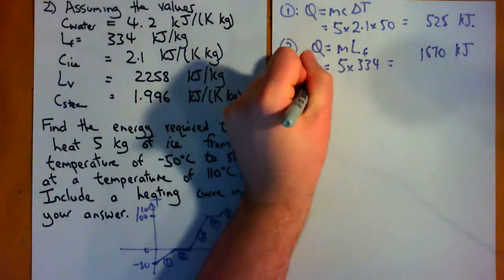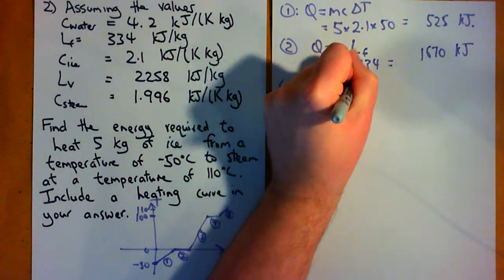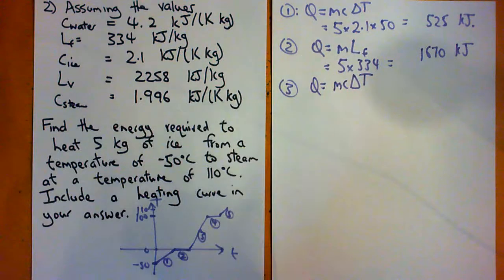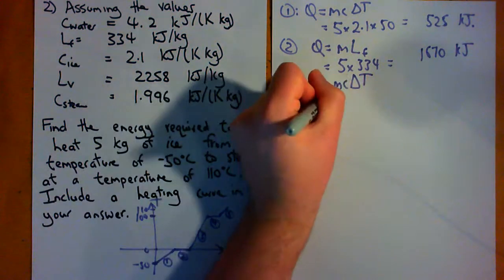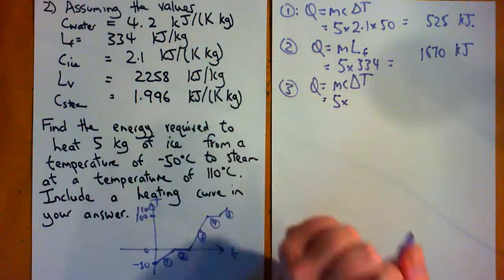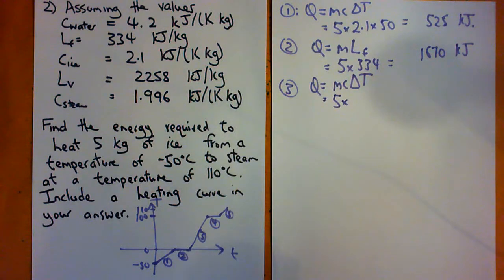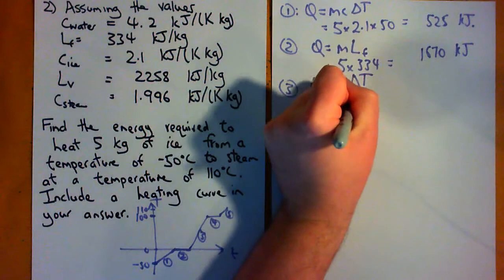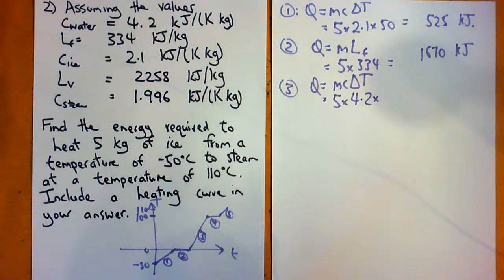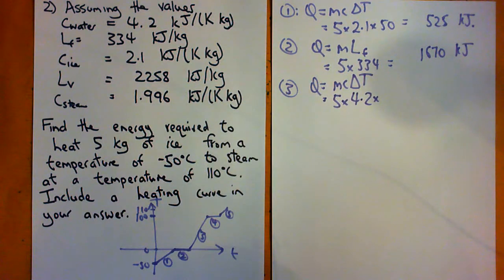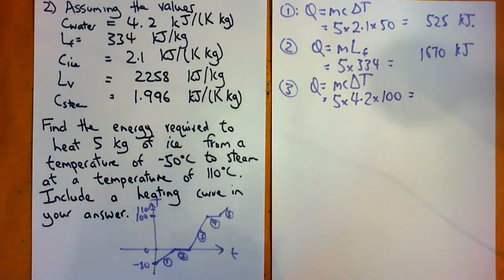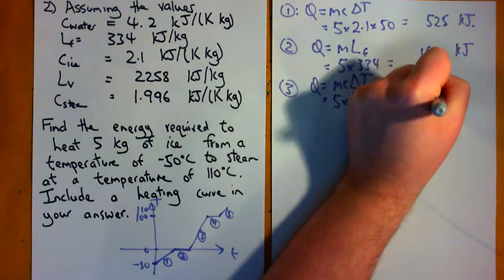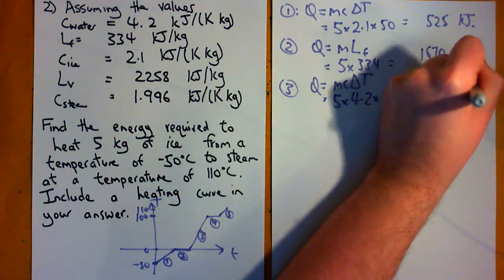The third stage: now all of the ice is melted. It's now liquid water, and it's going to increase in temperature up to 100 degrees, so we need mc delta T. We've still got 5 kilograms. We're now using liquid water, which has a specific heat of 4.2, and the change in temperature for this stage is 0 up to 100, so that's a change of 100. If we calculate that, we get 2,100 kilojoules.